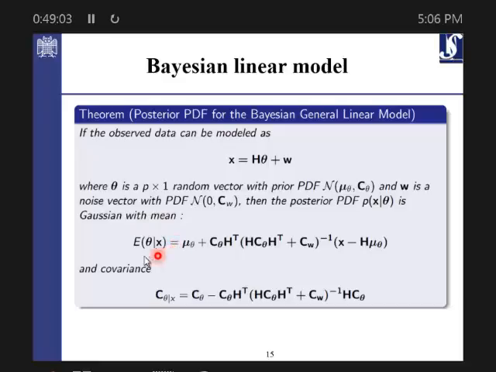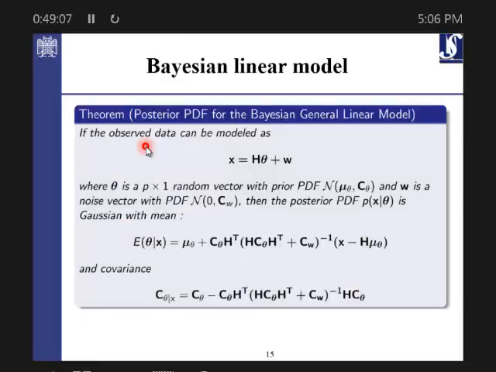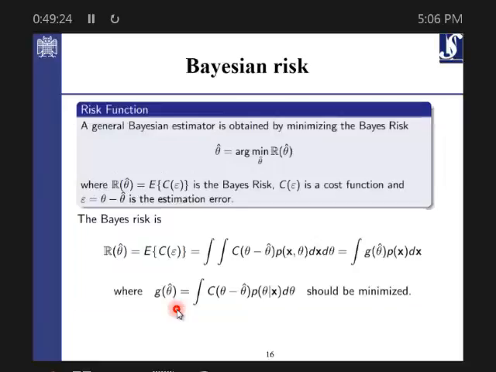So you get the mean of the posterior based on these two covariances, and you get the covariance of the posterior, and you have all the data necessary to get the parameters. When you have the mean and covariance, you have the estimator. So that's the Bayesian linear model.